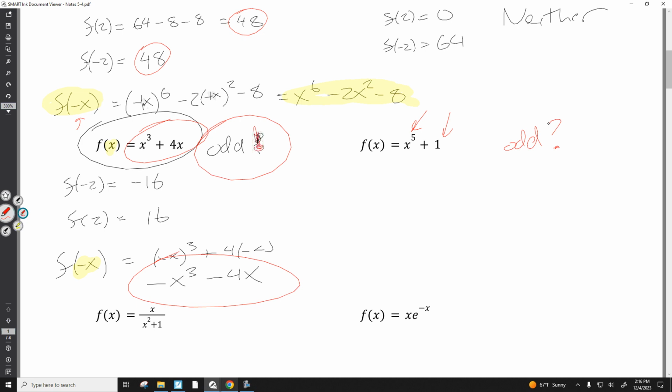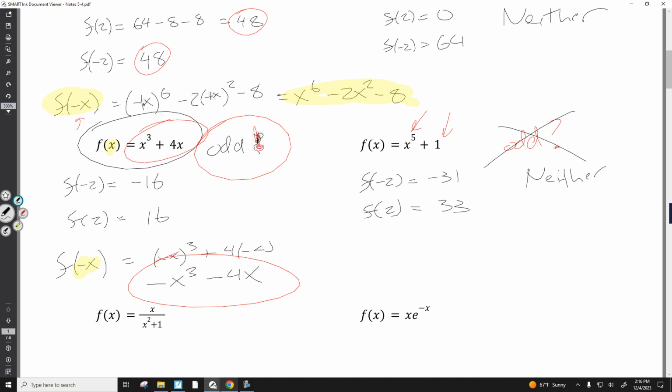It is a neither. You think it's odd. You see an x to the 5th. You think it's odd, but all it takes is one counterexample to show that it's not. -2 to the 5th is -32 plus 1 is -31. 2 to the 5th is 32. 32 plus 1 is 33. This is not odd. I would always start with points, team.